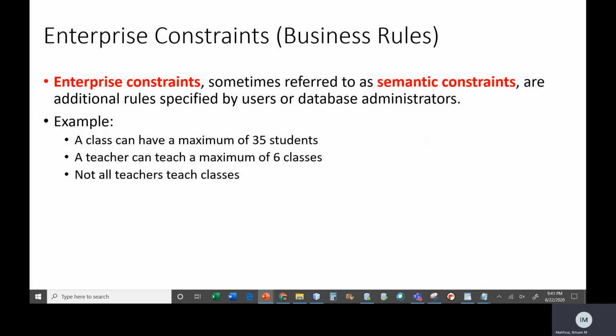So, for example, if we're talking about MCC, we can say that a class can have a maximum size of 35 students, or a teacher can teach a maximum of 6 classes. So these are called enterprise constraints. They are extra constraints that you put to make sure that the data in your database satisfies the business rules that your company or your organization has set.